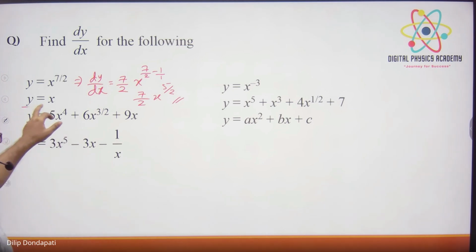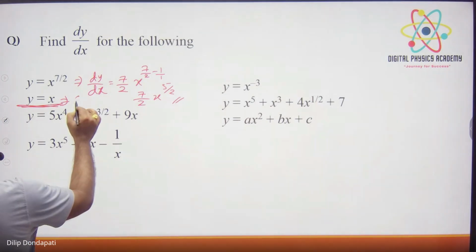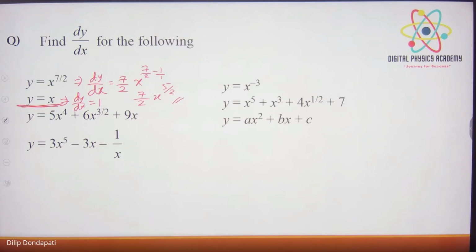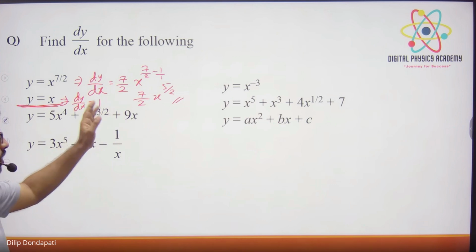And you know the second one, differentiation of x is 1. dy by dx is 1. Solve like this, one by one. Whenever you are multiplying by a constant, take the constant outside, and differentiate x power 4. Similarly, take 6 outside and differentiate x power 3/2. Take 9 outside and differentiate x.